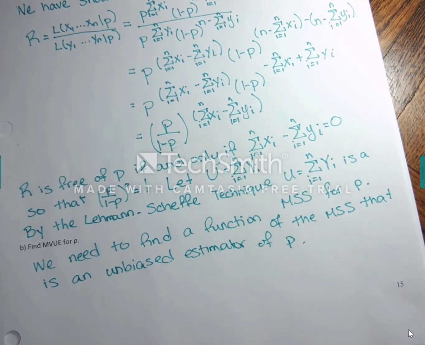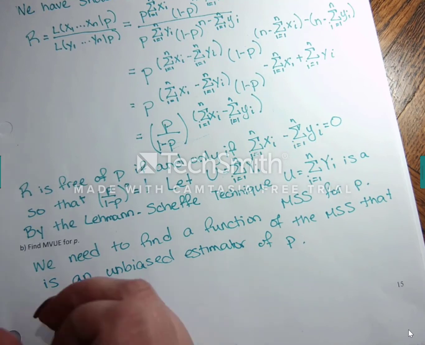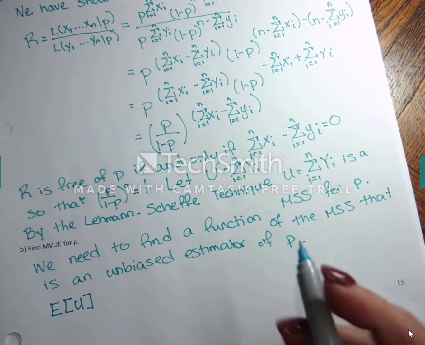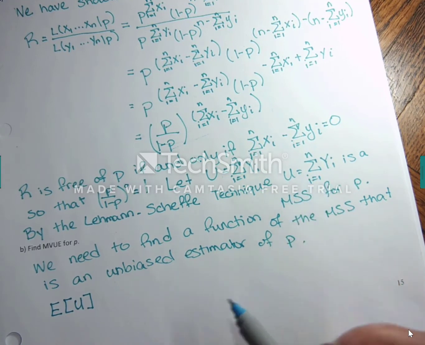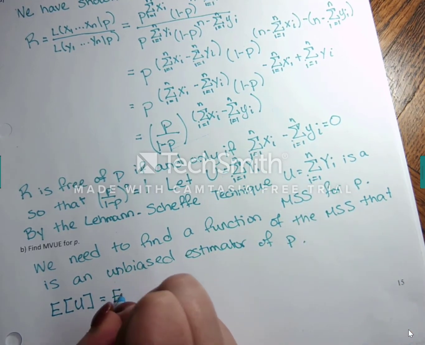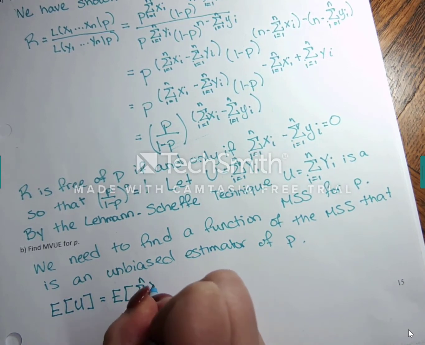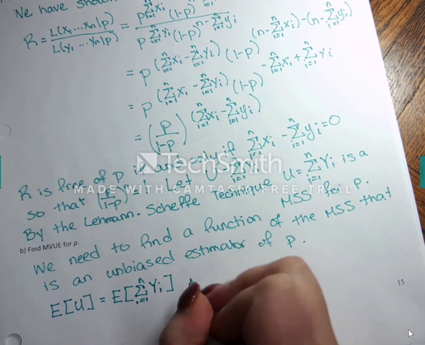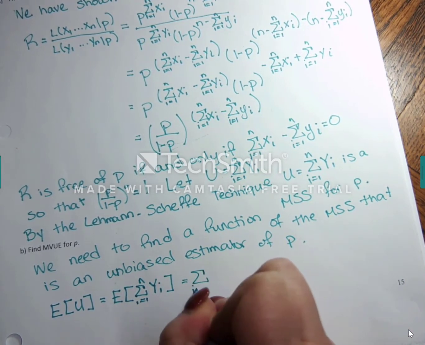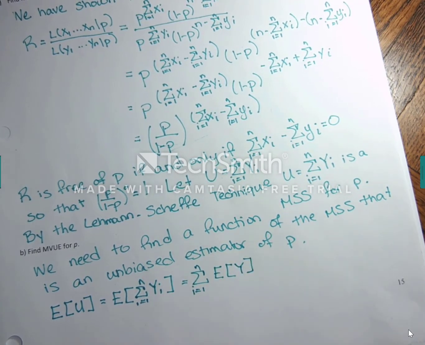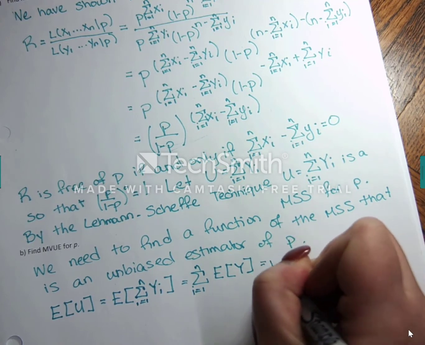And we want that function to be an unbiased estimator for P. Well, notice that if we take the expected value of the U that we just found, in other words, the sum of the yi, that's equal to the expected value of the sum i equals 1 to n of yi, which is equal to the sum i equals 1 to n of the expected value of y. And remember that we're working with a binomial here, so this is going to be equal to nP.